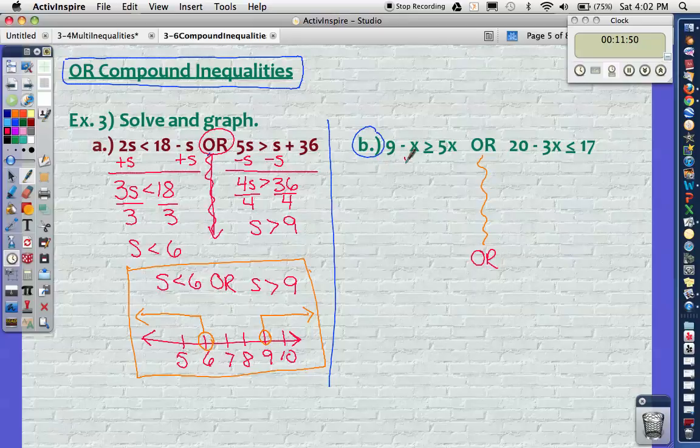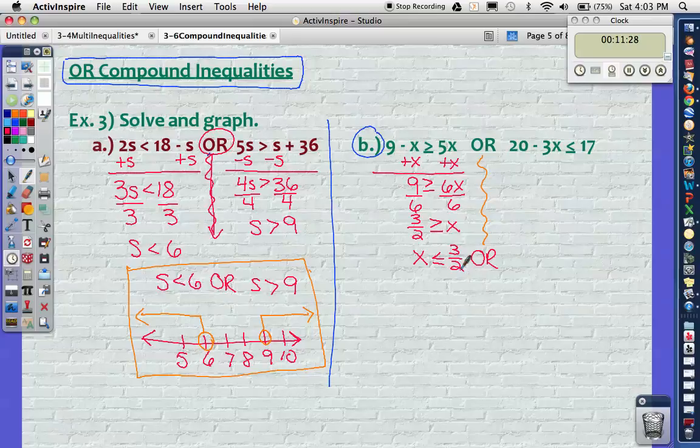To get x by itself here, I would add x to both sides, and I'm left with 9 is greater than or equal to 6x. Divide by 6, and I have x is less than or equal to 3/2. I'm going to turn that around, so I have x is less than or equal to 3/2 written this way.